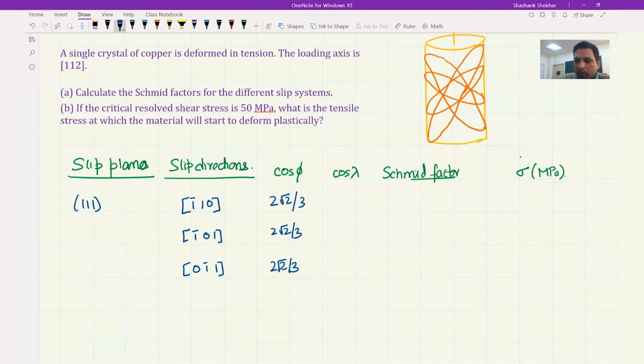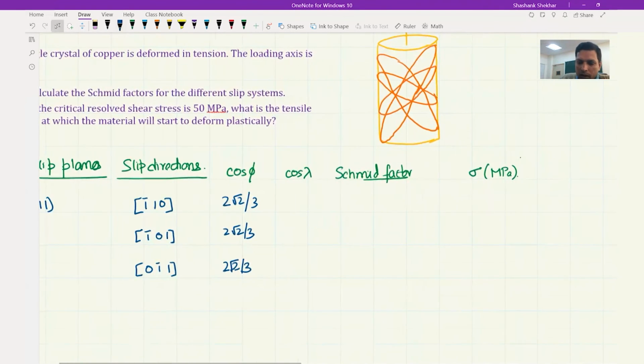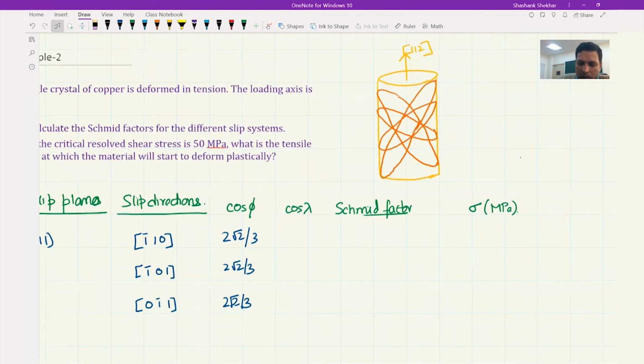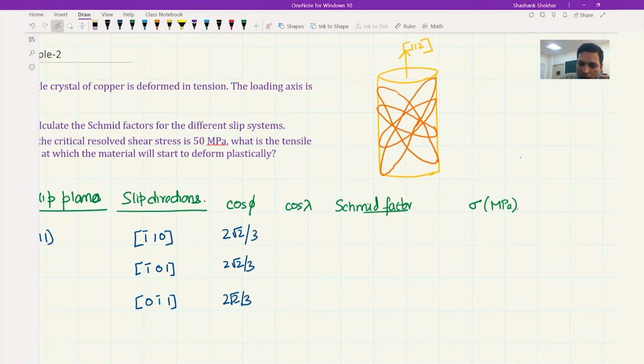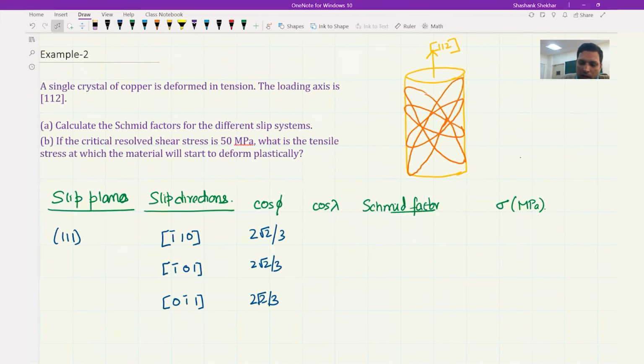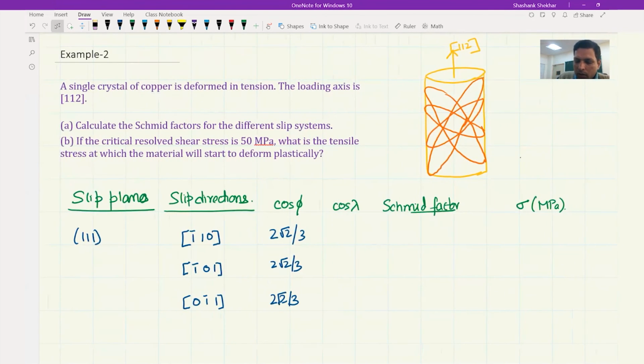And the cos lambda would be different. So you would see that 112 and bar 110, if you take the dot product, then it is 0. What it means is that this slip direction lies in the plane normal to 112. So the bar 110 is normal, is like this, which is not good news in some sense.